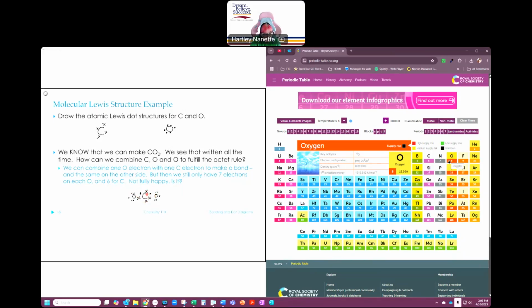Nobody's really happy, are they? Nobody has access to 8. So that's not the best structure in the world, is it? Because nobody has access to as many electrons as they might want. So I look at that and I go, well, that's not the best structure I can make. I could rearrange some things, couldn't I? I think I could. I don't know that that's the best way I could do this.